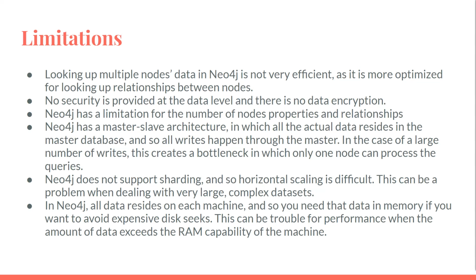As well, in Neo4j, all data resides on each machine, and so you need the data in memory if you want to avoid expensive disk seeks, which take much, much longer than if you had the data in memory. So this can cause problems for performance when the amount of data exceeds the RAM capability of the machine.